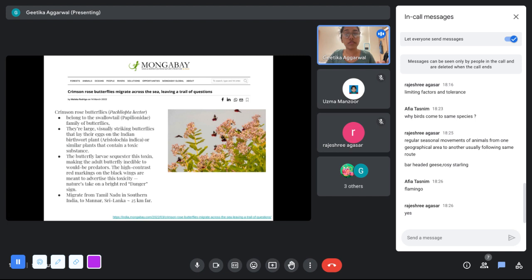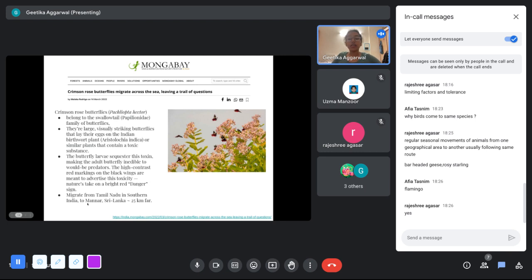You might be aware of this term. Aposematism is when organisms have striking colors so as to communicate to the predators that they are unpalatable, you cannot eat them. So they're making them visible, which you would think is making them visible to the predators. They can spot them very easily. But these striking colors send out a message to the predators that you cannot eat me. I am toxic. I am unpalatable. So there are high contrast red markings on the black wings, and it's nature's take on the danger sign.